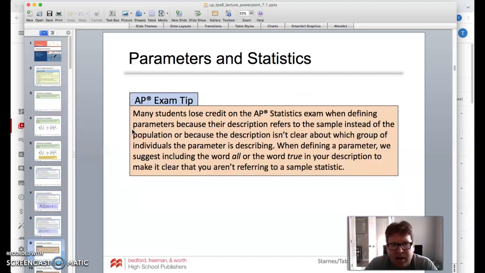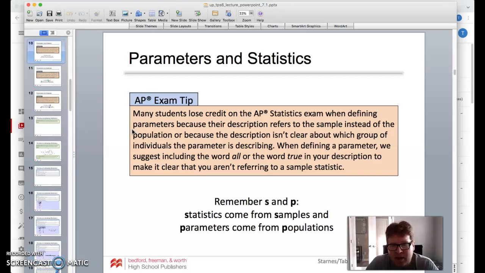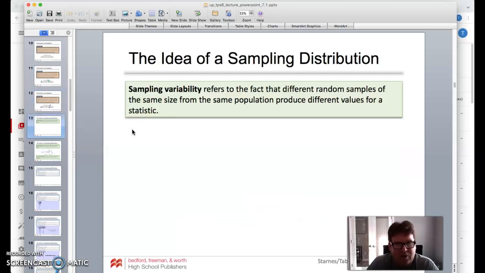Now, kind of an AP tip. Many students lose credit on the AP statistics exam when defining parameters because their description refers to the sample instead of the population, or because the description isn't clear about which group of individuals the parameter is describing. So when defining a parameter, we suggest including the word all or the word true in your description to make it clear you aren't referring to the sample statistic. That's a good point. Remember, s comes from sample, p comes from population. So statistics are from samples, parameters are from populations. That's a good way to remember it. Cheesy makes it easy, right?